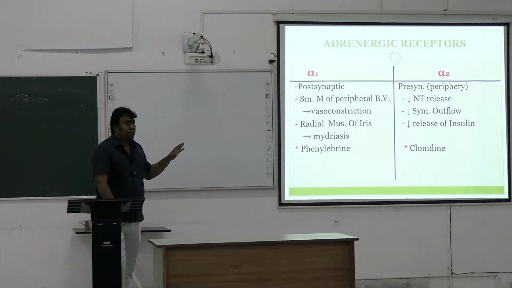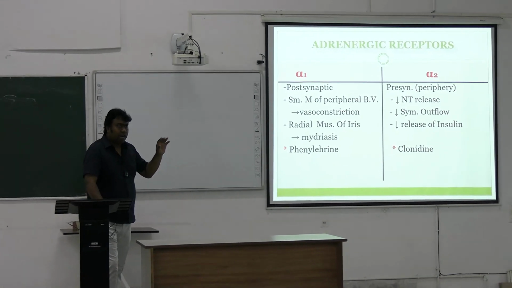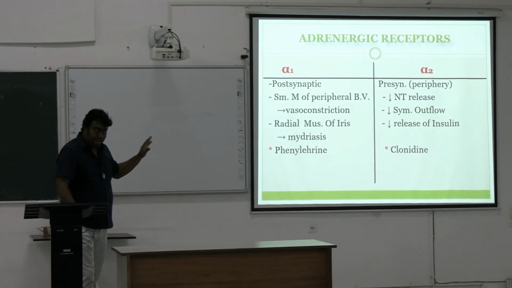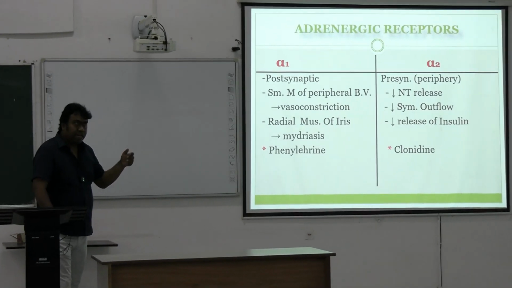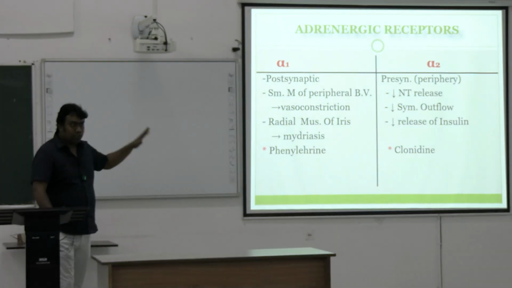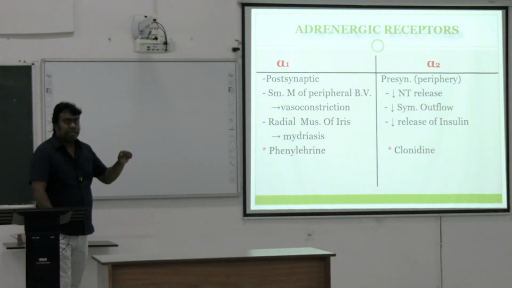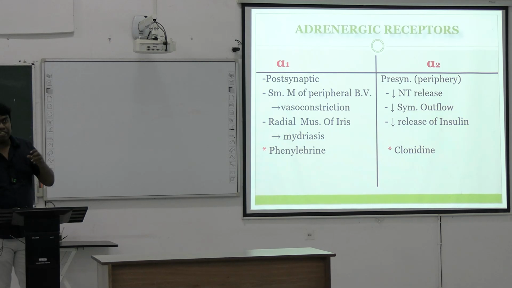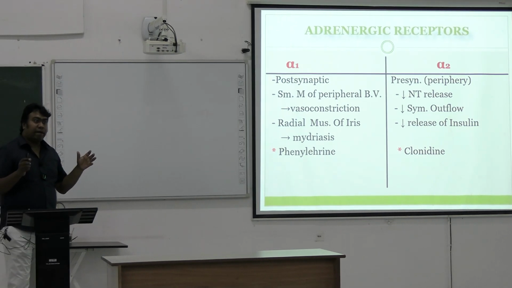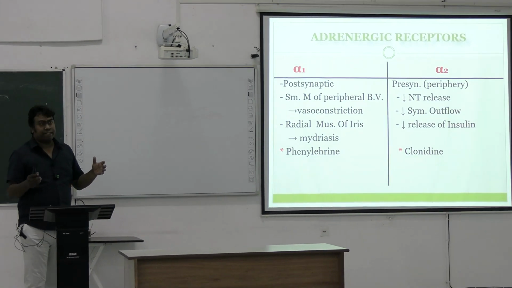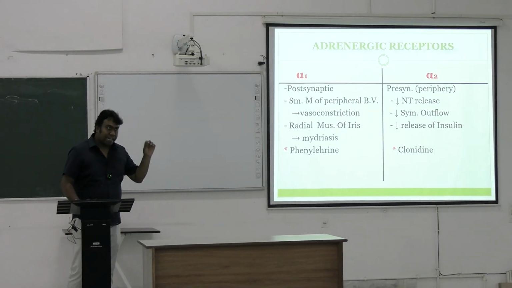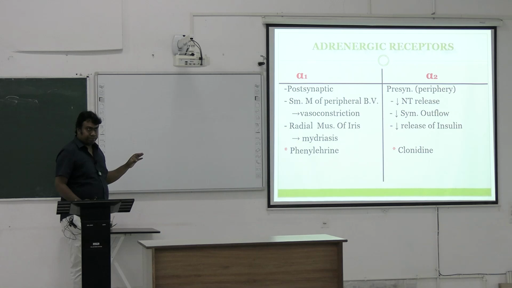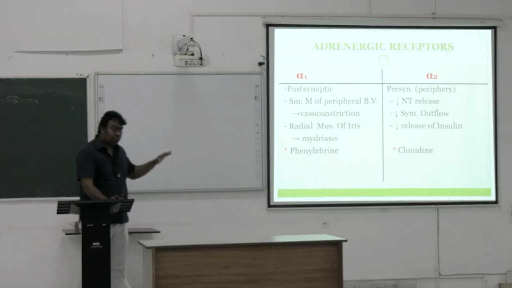The agents that can stimulate alpha are different, but more specifically it is phenylephrine. Phenylephrine stimulates the alpha receptor. Stimulation of alpha 1 causes vasoconstriction in the peripheral blood vessels and constriction of the radial muscles in the eye, which causes mydriasis, dilatation of the pupil. An agent that specifically stimulates alpha 1 is phenylephrine. This is called alpha 1.